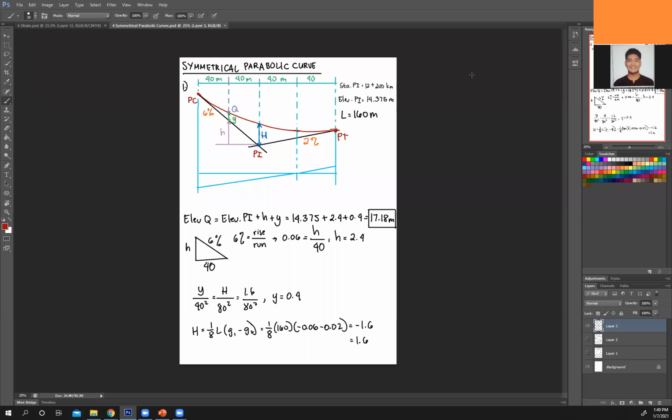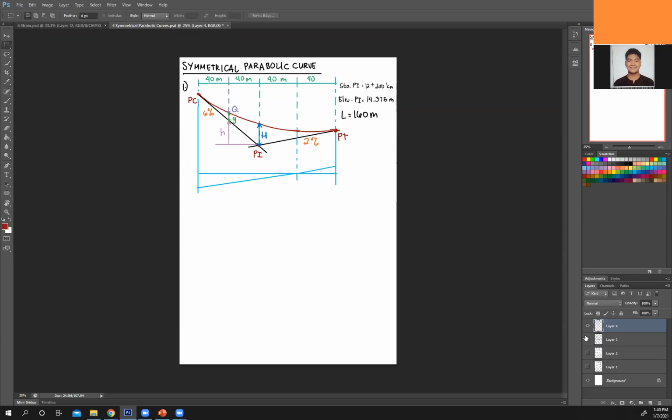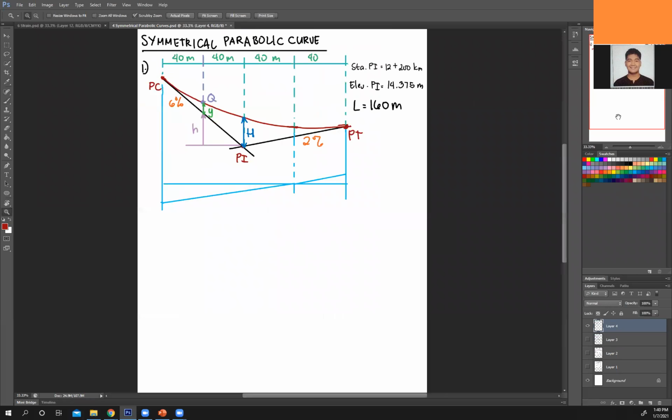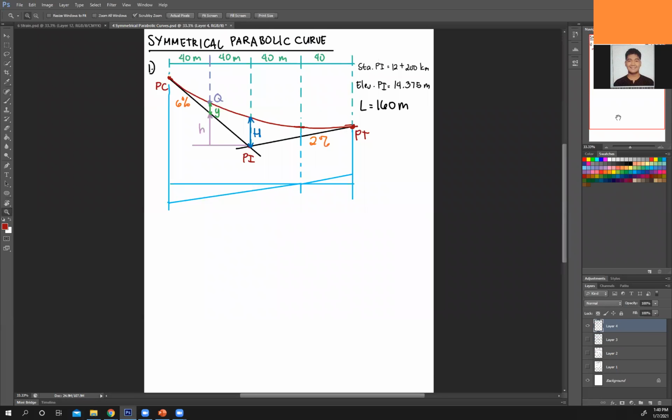All right, so our topic again is symmetrical parabolic curve. We answered number 1. We had this answer, 17.18. Now let's have an alternate solution to that. So let me just copy. There. So alternate solution.